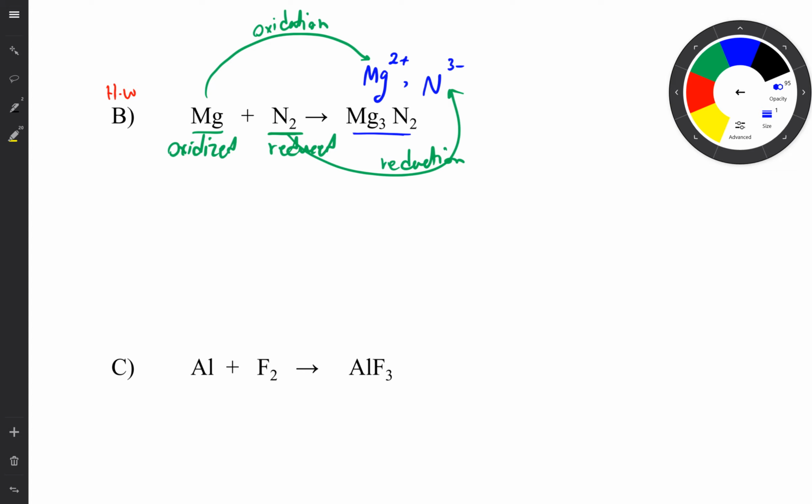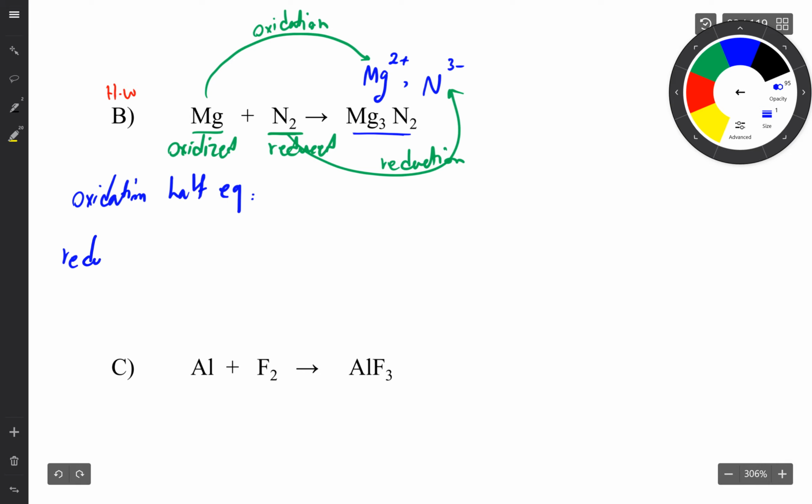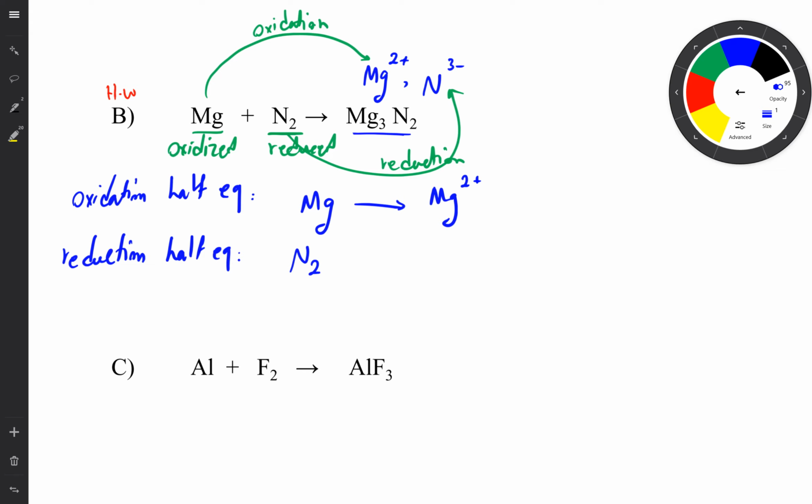So we can write the half equations here. First I write the oxidation half equation, and then I write the reduction half equation. For the oxidation half equation, the magnesium atom is converted to the Mg2+ magnesium ion. And for the reduction half equation, the nitrogen molecule is converted to nitride, N3-.